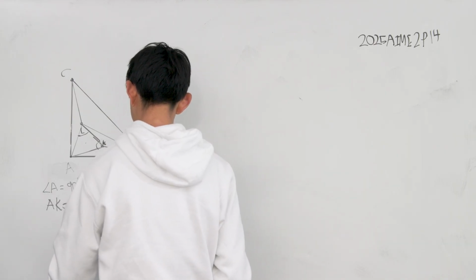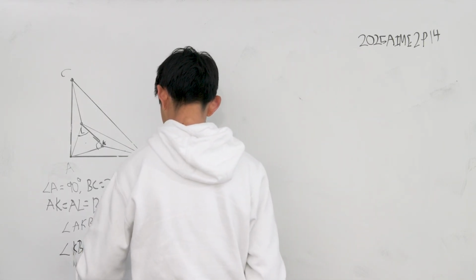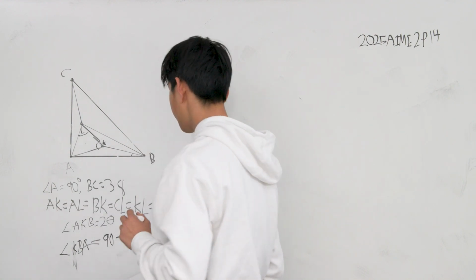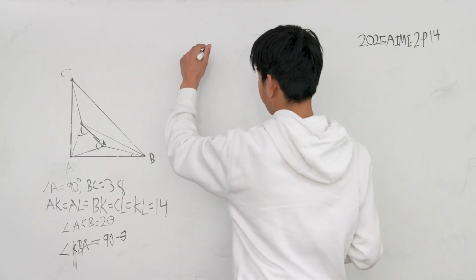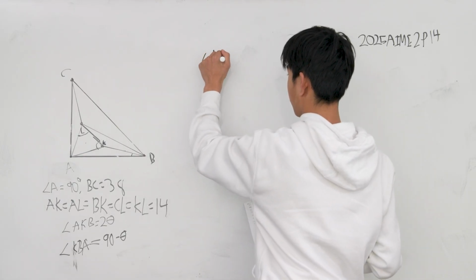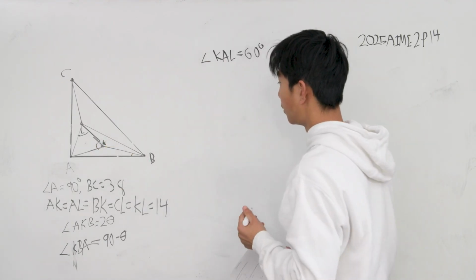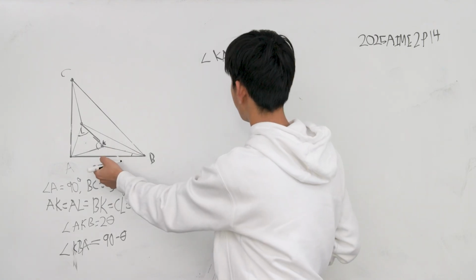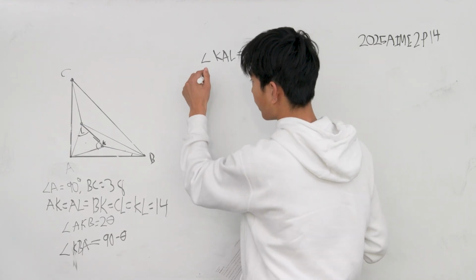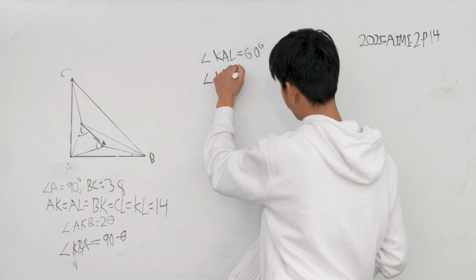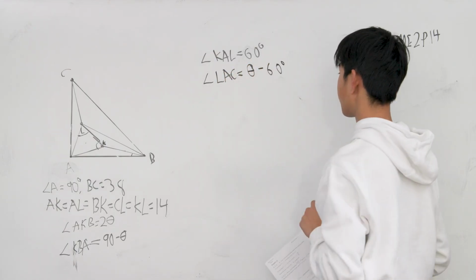that means angle KBA must be measured 90 minus theta degrees. We know that angle KAL is 60 degrees. So we also know that this one is 90 minus theta. So 90 minus theta plus 60 degrees, you're going to find this angle. So we find that angle LAC is equal to theta minus 60 degrees.